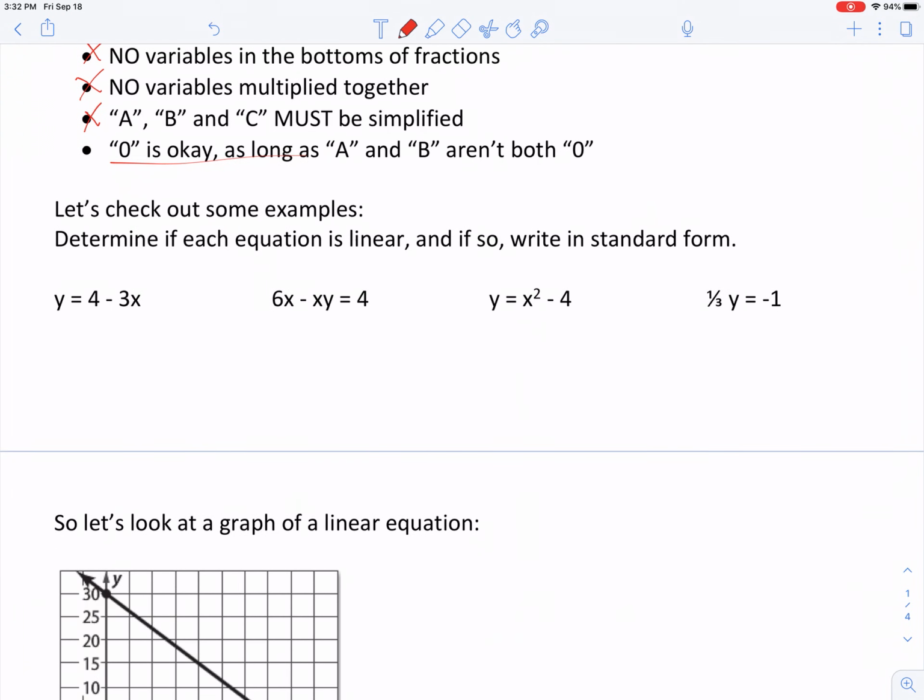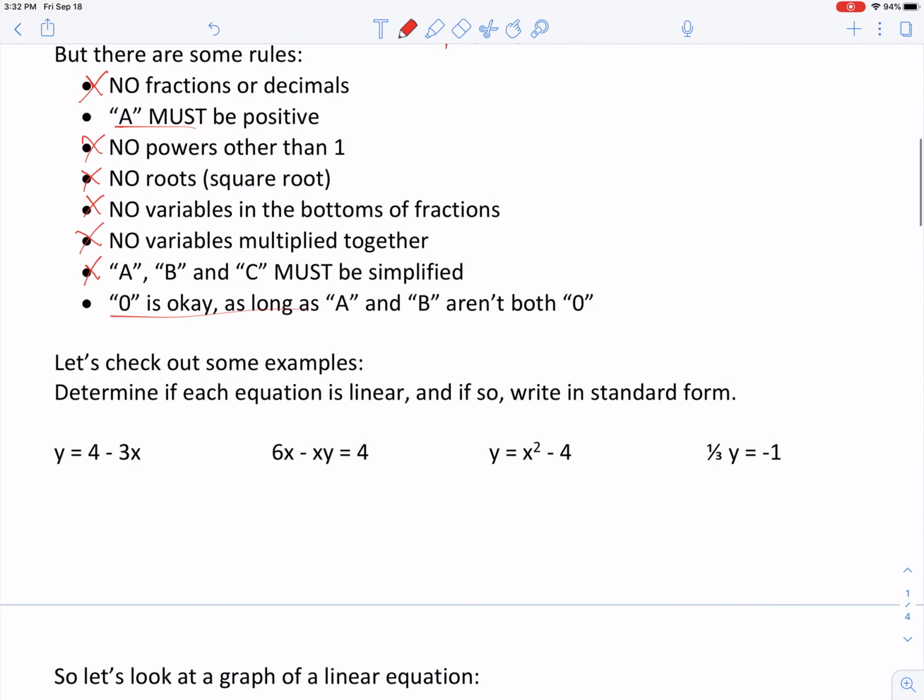Determine if each equation is linear, yes or no. Write it in standard form. So what I'm going to do is double check if it breaks any of the rules above. So I'm looking at this one. I don't see any fractions or decimals. It's not in standard form yet, so I'm not going to worry about that yet. No powers. I don't see any squareds, thirds, fourths, fifths. No square roots. I don't see any fractions. No x's in the bottom. No variables multiplied together. And looks like I have both an x and a y. So yes, this one is linear.